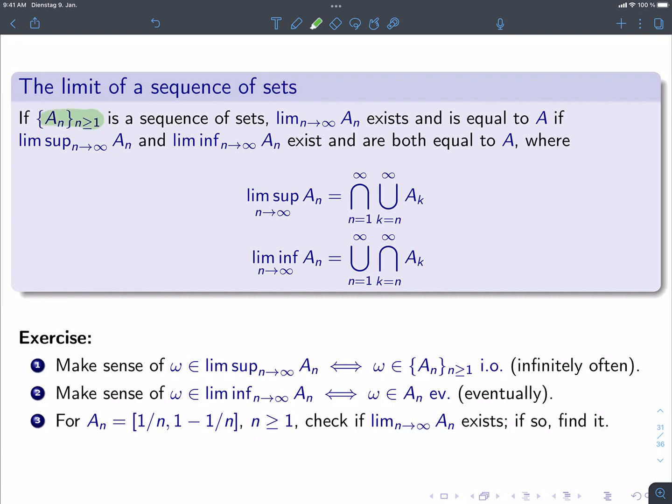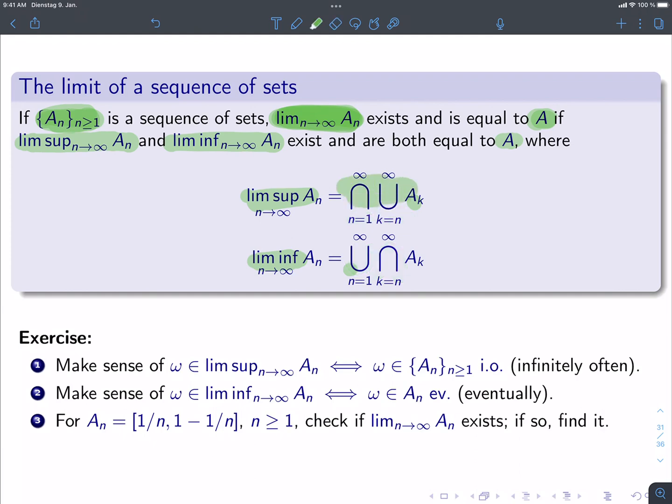So let's talk about a sequence of sets indexed by n, and we want to ask, what do we mean when we take the limit of the sequence of sets as n goes to infinity? We say that it exists and is equal to a set A if the lim sup of the sequence of sets and the lim inf of the sequence of sets both exist and are equal to that set A. The lim sup and the lim inf have special definitions for sets. Lim sup is the intersection from n equals 1 up to infinity of unions from k equals n up to infinity. Lim inf just flips those signs upside down. So for lim inf we've got a union of intersections. For lim sup we've got an intersection of unions.